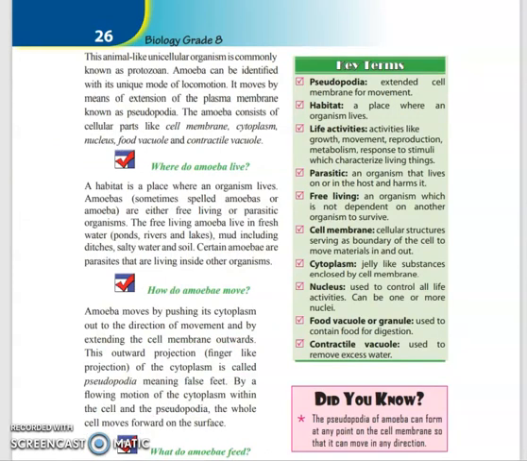And we saw that it is called an animal-like unicellular organism, due to its locomotion, and it is commonly known as a protozoan. And amoeba can be identified with its unique mode of locomotion, like I've said, and it moves by means of extension of the plasma membrane known as pseudopodia. I don't know how to pronounce that. The amoeba consists of cellular parts like cell membrane, cytoplasm, nucleus, food vacuole, and contractile vacuole.